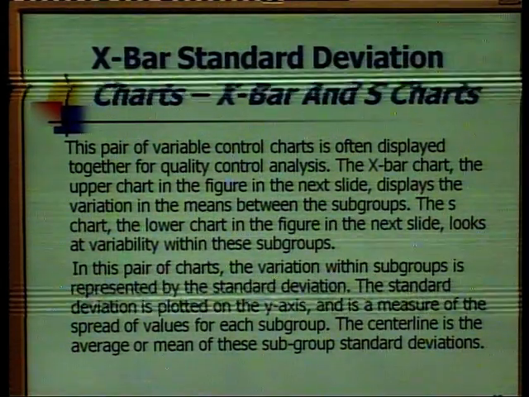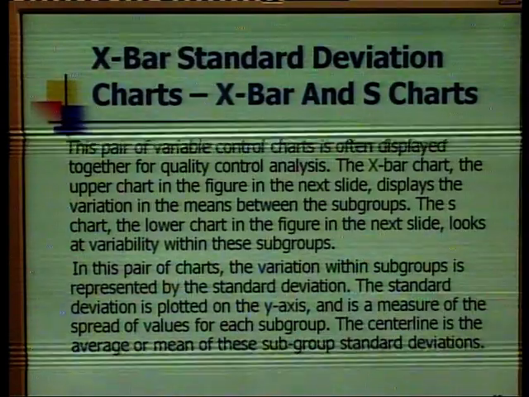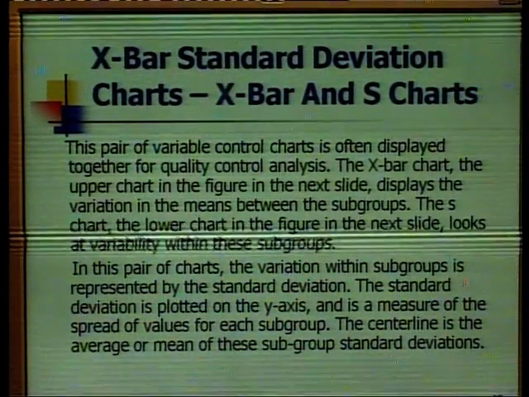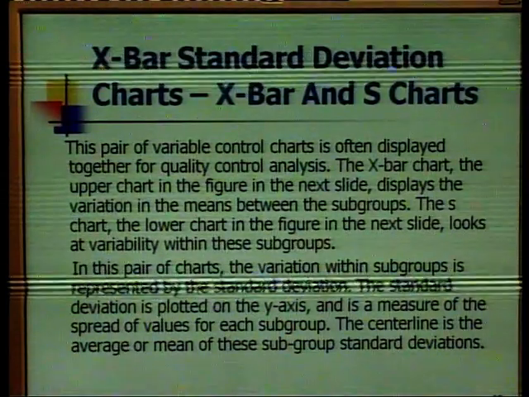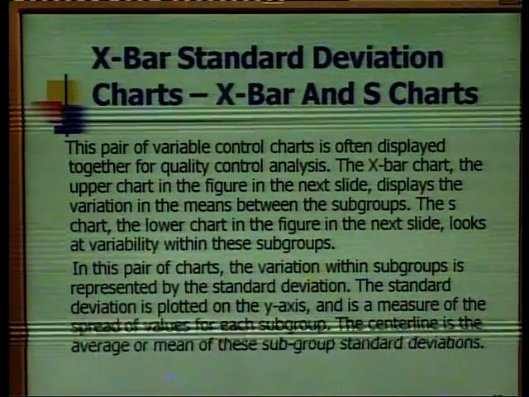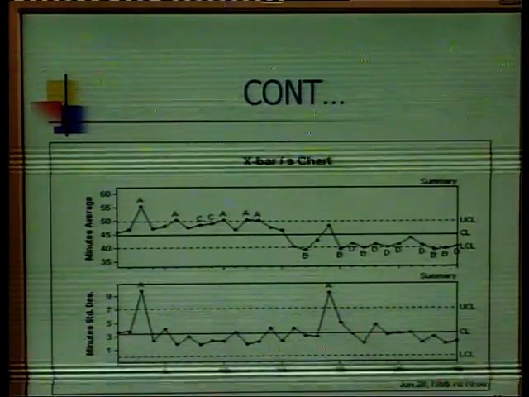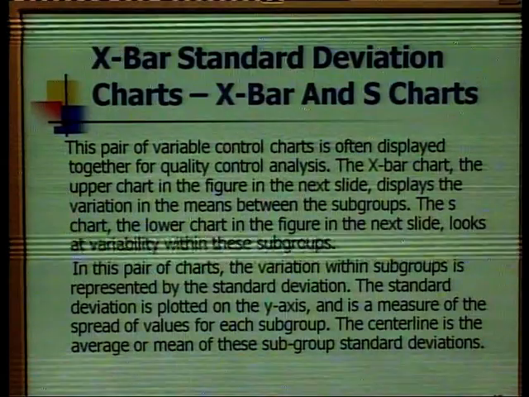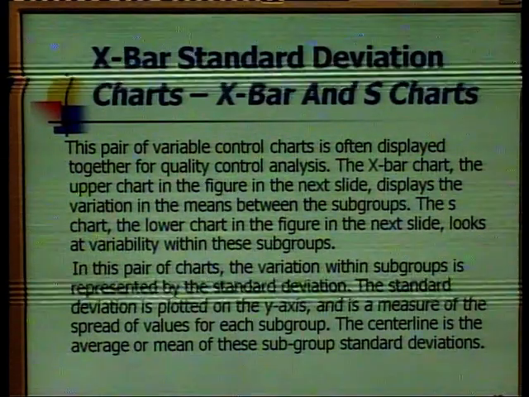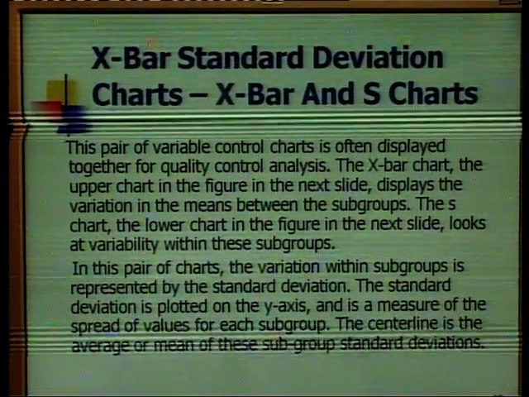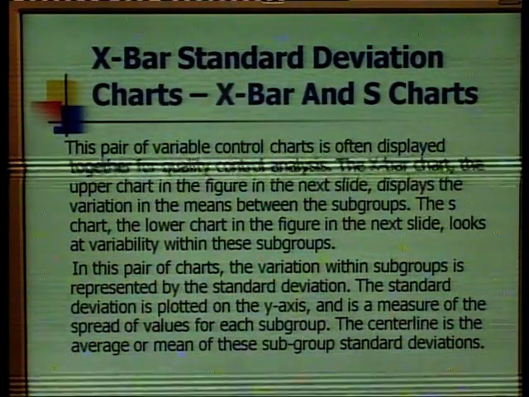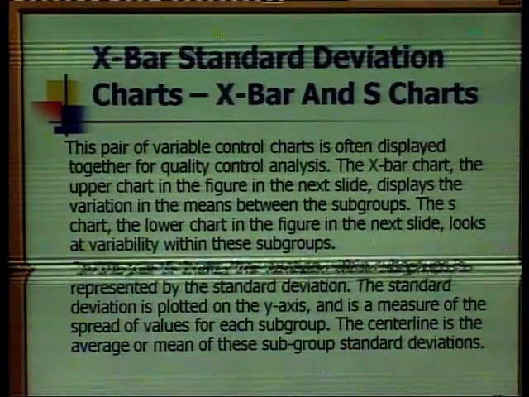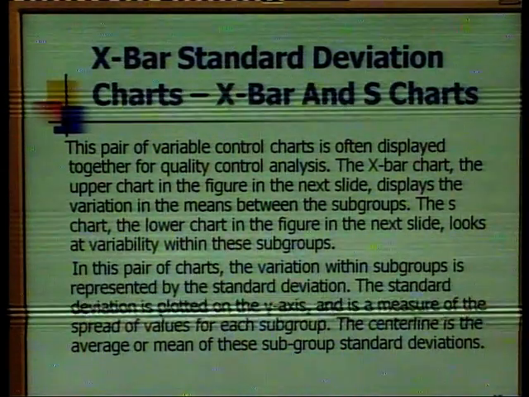Now, the X bar and standard deviation chart, that is X bar and S chart. This pair of variable control charts is often displayed together for quality control analysis. Now, the X bar chart, which is the upper chart in the figure in the next slide, the top one, displays the variation in the means between the subgroups, and the S chart, the lower chart in the figure in the next slide, looks at variability within the subgroups.